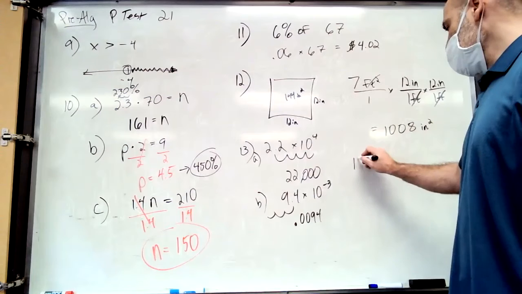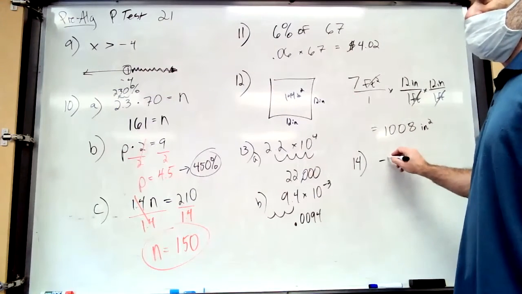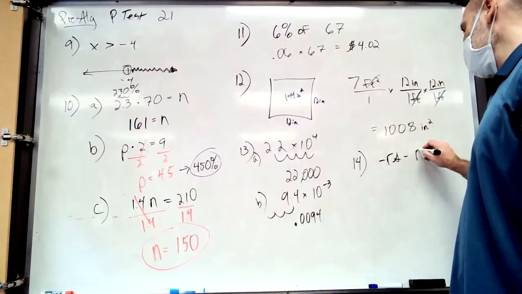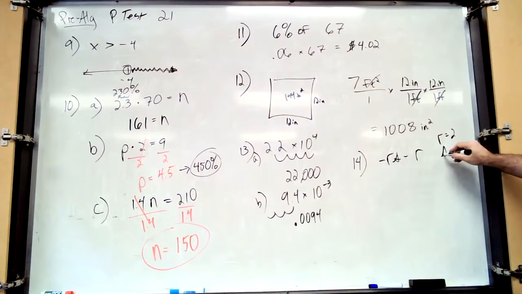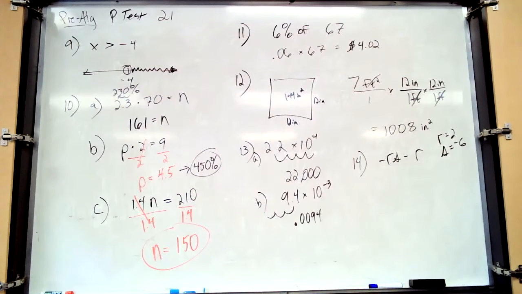All right, number 14. You're just plugging and chugging. So here's what 14 says, negative RS minus R. Well, R is 2. It's a cursive S because a normal S looks like a 5.